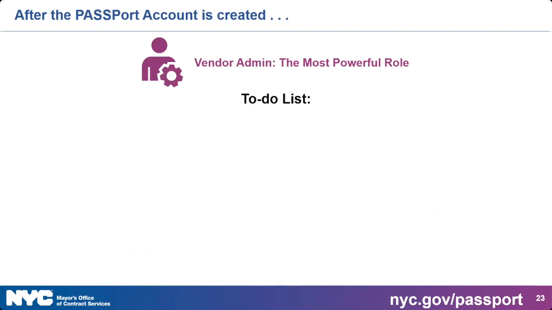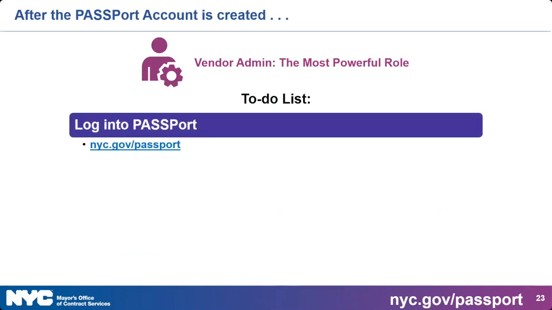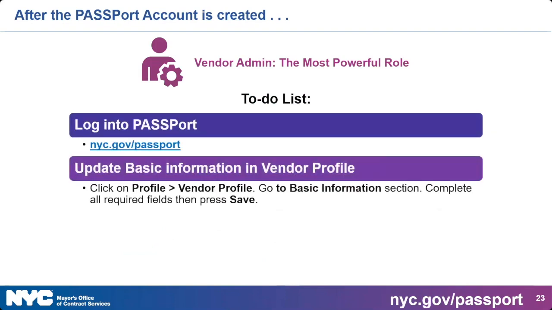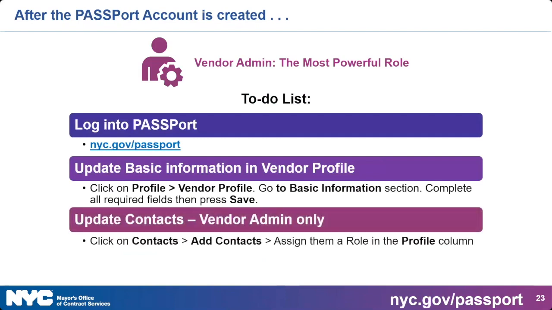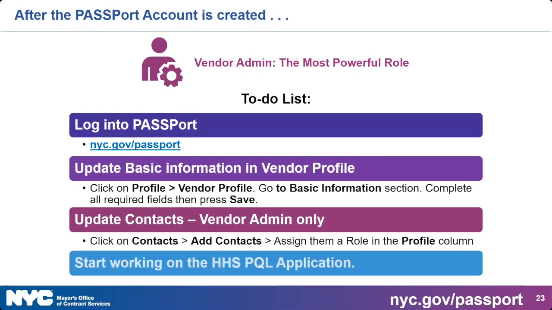Once your account is created, stay focused. You only have 4 tasks. Log into Passport, update basic information in your vendor profile, update your contacts by adding users and assigning them a role. All this should take you about 15 to 30 minutes. Then start working on the HHS PQL application, which will take much longer. Ignore everything else or you'll get overwhelmed. Trust us.